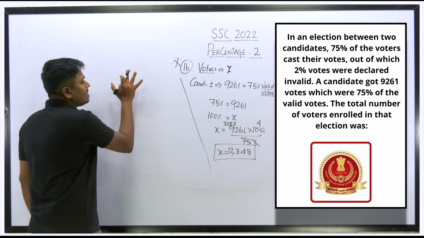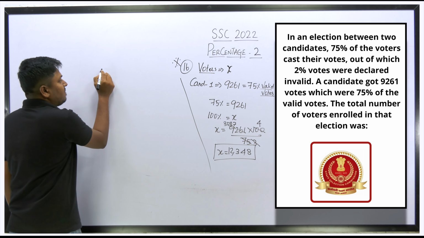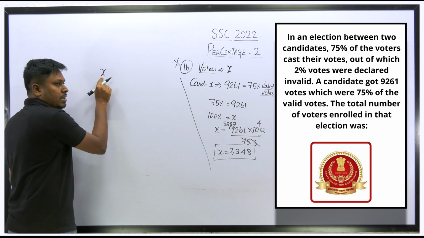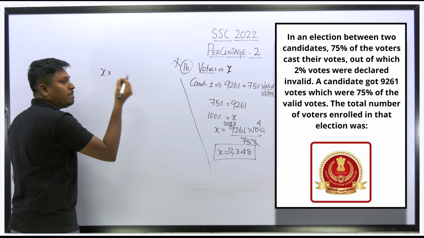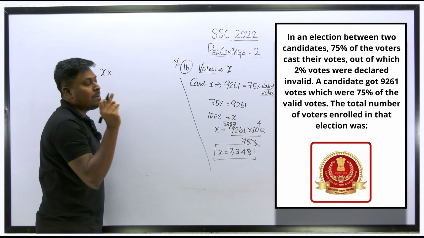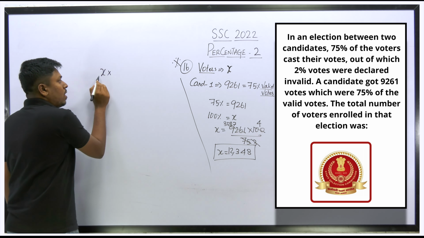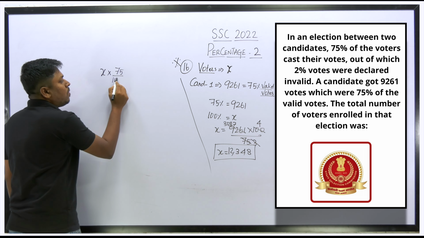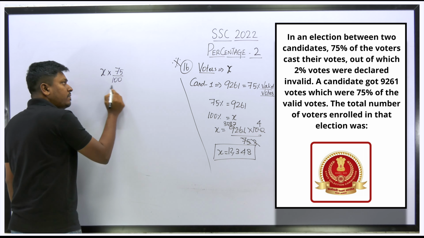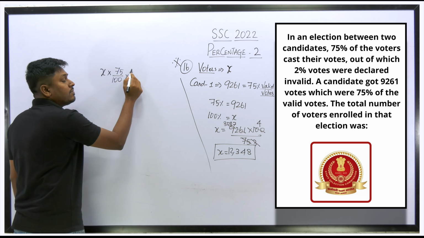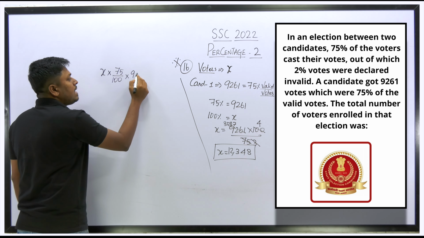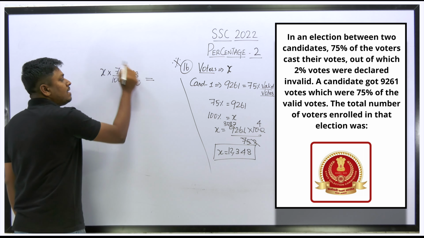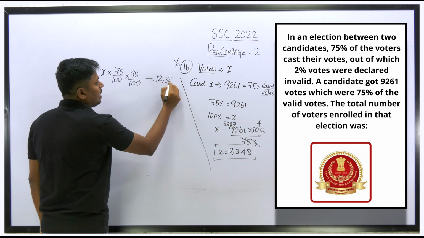Just listen here, this is the most important part. So let me take the total voters will be x, right? So out of this total voters, what percentage of people cast their vote? 75% of the voters cast their vote. So out of the total number of voters, only 75% cast their vote. Out of this 75%, 2% of the votes are invalid. So 98% will be valid. So the resultant will be the total valid votes, 12,348.